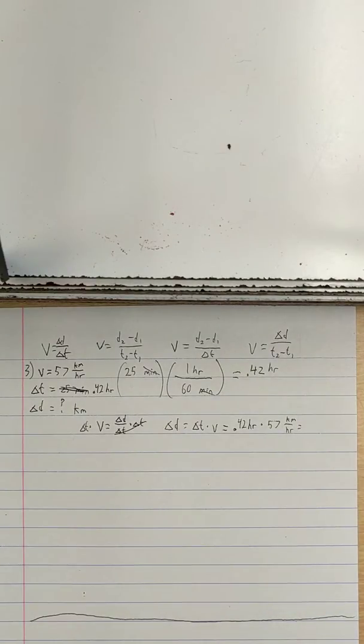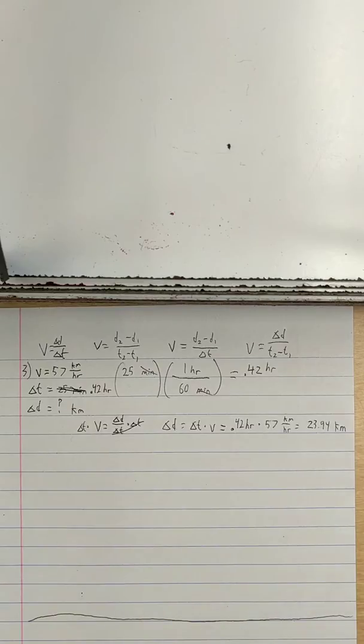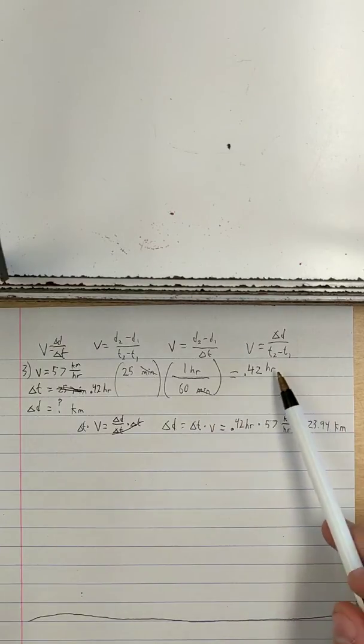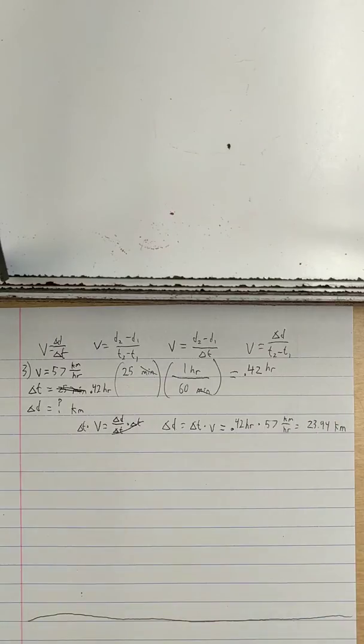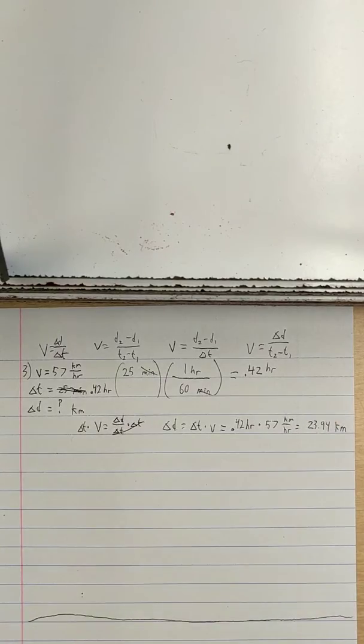So 0.42 times 57 gives me 23.94, and since this is a distance and that's kilometers right there, it's going to be kilometers because my hours canceled out. Okay. On the back of the answer sheet, I have 23.7 kilometers. So I did this a slightly different way, or I rounded a little different than when I did the answer key, and that's fine.